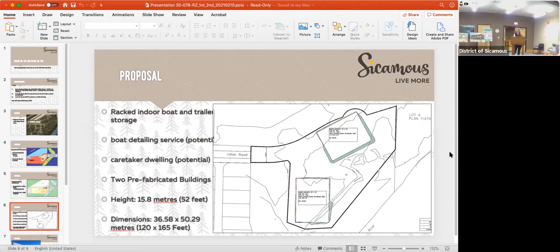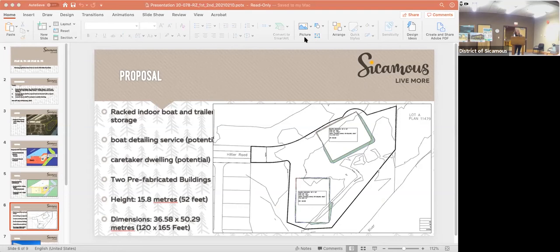The proposed amendments are to permit the development of an RV, indoor boat and trailer storage facility comprised of 2 large prefabricated buildings. The I-1A zone also permits a caretaker dwelling as well as service and repair establishments. The owner may also place a mobile home for a caretaker and establish a boat detailing service.